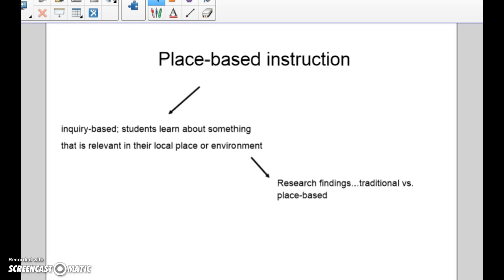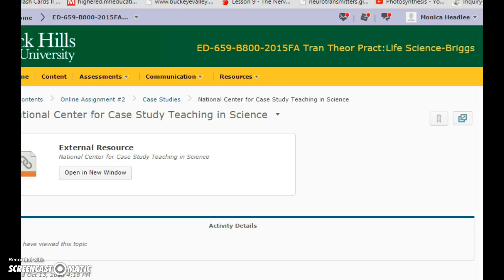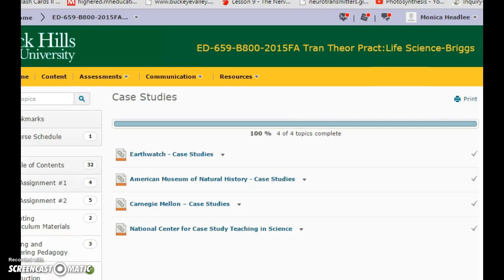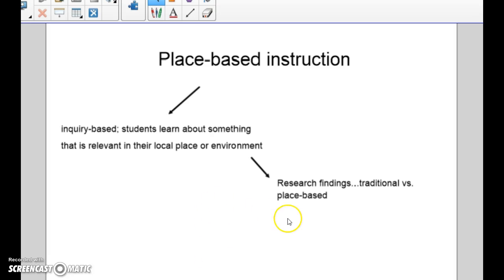So if students see it as a real-world application, they should be more likely to enjoy it, and it should make them better scientists. But a couple of instructors decided to test this, set up some action research. So these two gentlemen, Gautreaux and Binns, their action research is there, and it's really good. I encourage you to look through it.